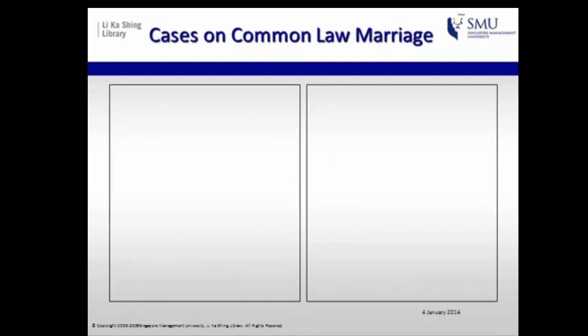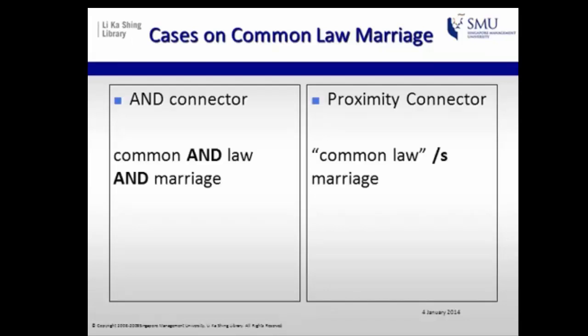Let's say you are interested in cases discussing common law marriage. Which search would be more likely to retrieve relevant cases? Common and law and marriage, or common law as a phrase within the same sentence as marriage. If you separate the terms with an AND connector, you will retrieve all documents with the terms appearing anywhere in the text. It seems reasonable to suppose that cases discussing common law marriage would have the terms relatively close together. That is, common law as a phrase and the term marriage in the same sentence. Cases with the terms appearing on different pages of the opinion seem less likely to be relevant.